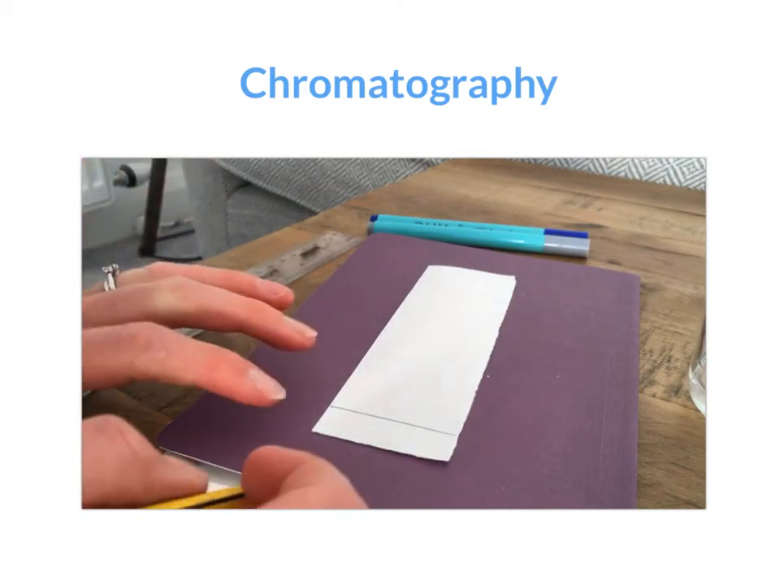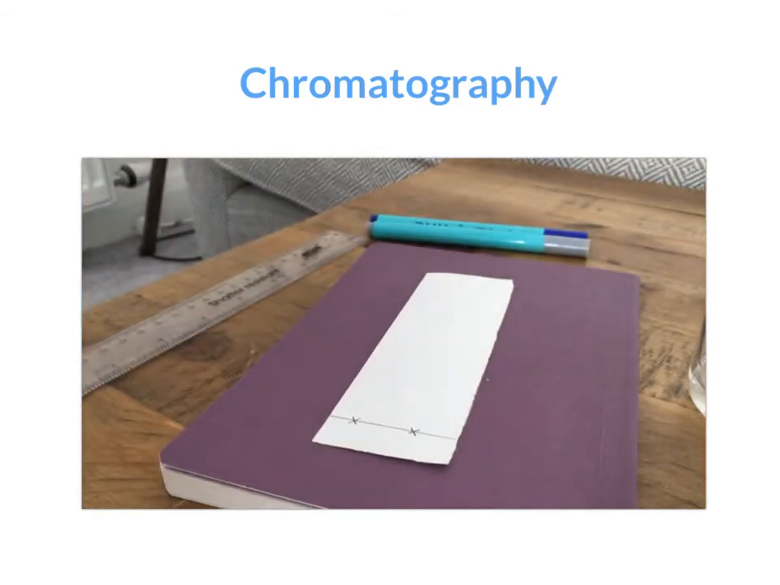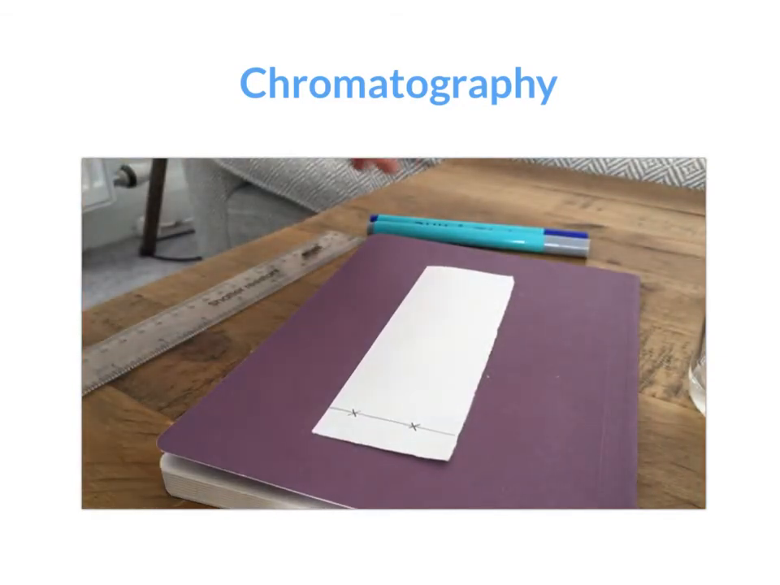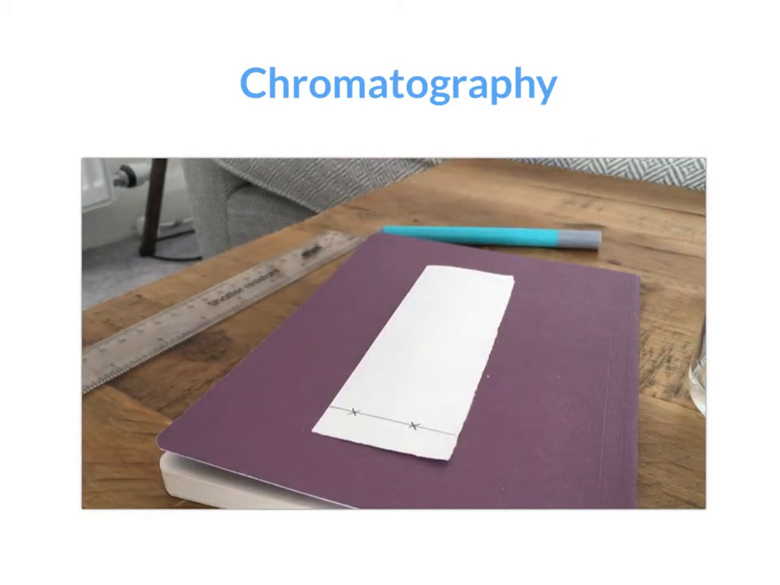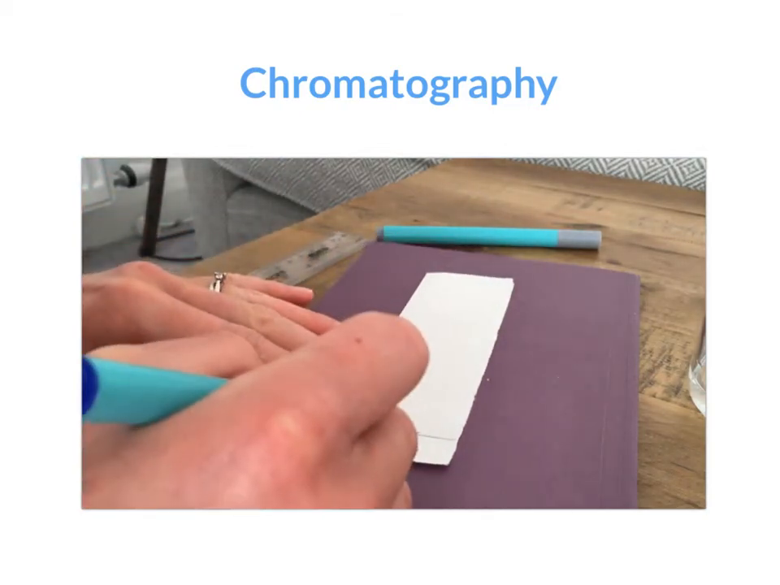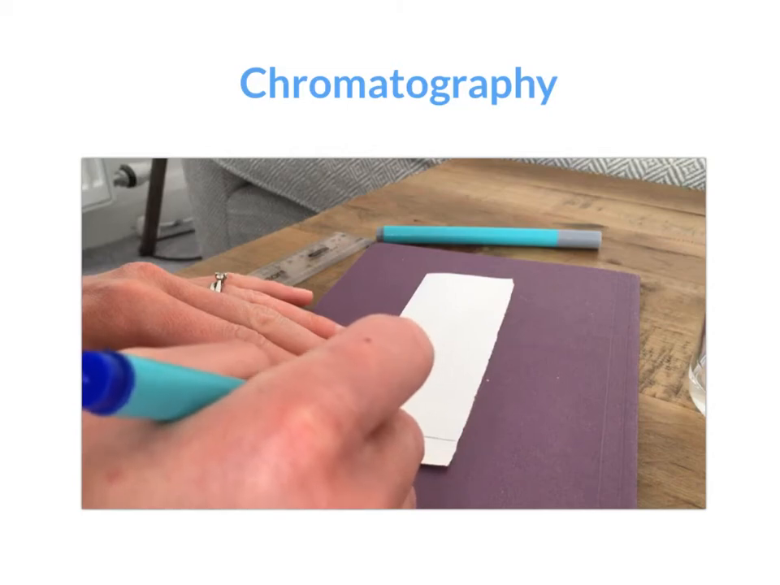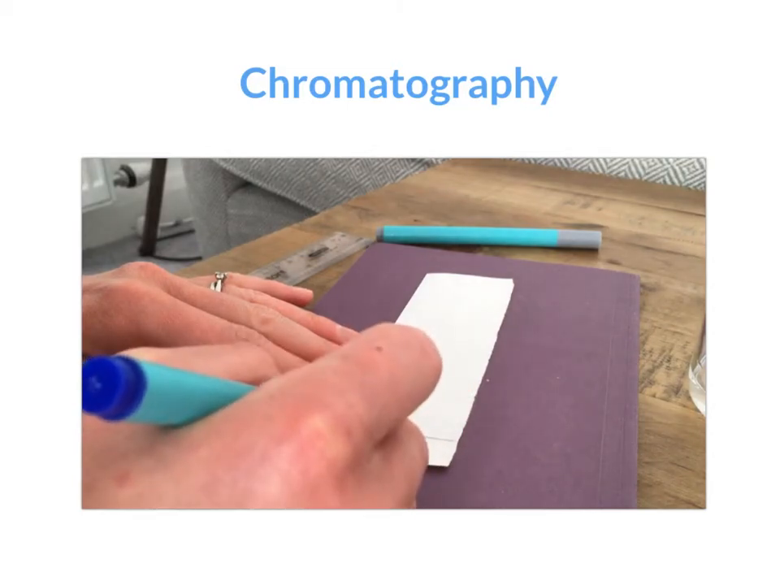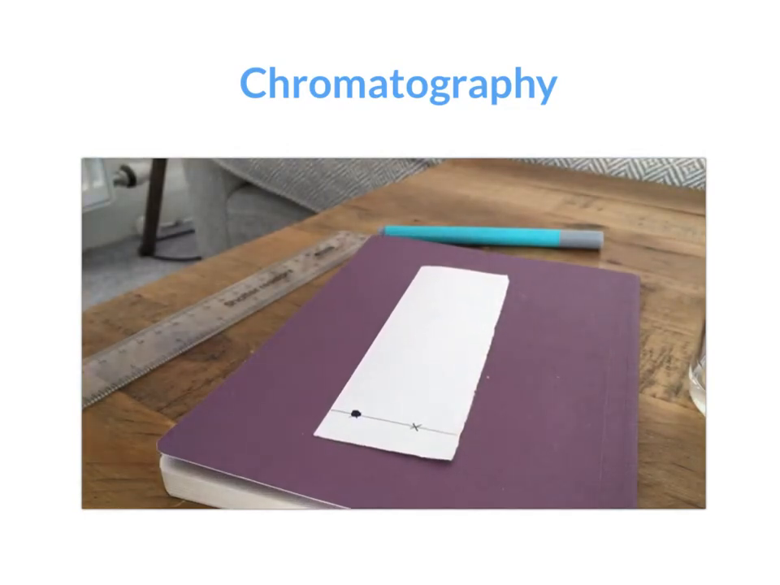What I'm then going to do is mark with a pencil again the X's where I am going to put my spots. So I'm going to put X's where I'm going to put my spots of my marker. Okay, then what I want to do is get my first marker, and I'm going to just put a small spot in the center of that X. Just doing a couple of spots just to make sure the ink has transferred, and I'm going to put that at the center of the X.